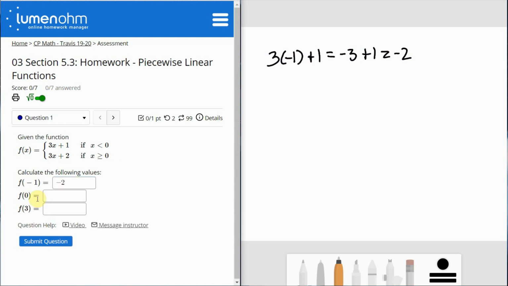Next is f of 0, which means the next x value is 0. Since 0 is equal to 0, I'll use the second expression. I'll set that up as 3 times 0 plus 2, which will give me 0 plus 2, which is equal to 2.